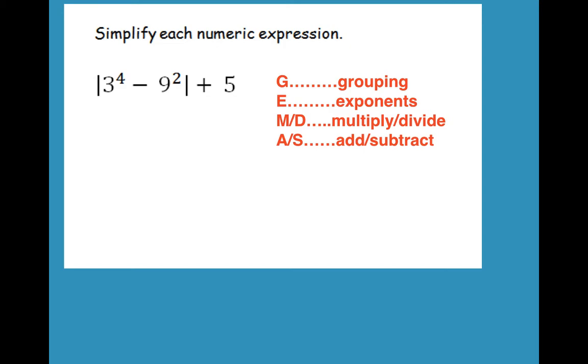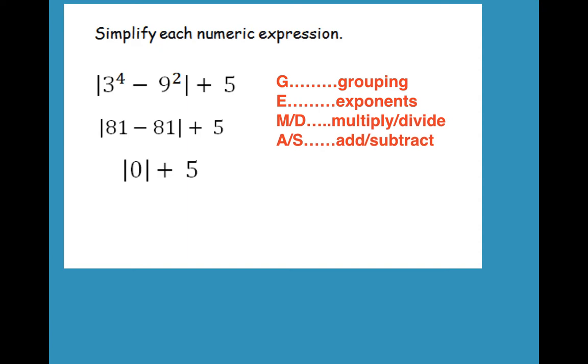So inside our absolute value symbols, I see 3 to the 4th power and 9 to the 2nd power. Since I have exponents and subtraction inside my grouping, I'm going to simplify my exponents first. 81 for 3 to the 4th and 9 squared gives me 81. Now, the absolute value is still grouping that together, so I need to treat it like I would parentheses. I'm going to subtract those two. And 81 minus 81 is 0.